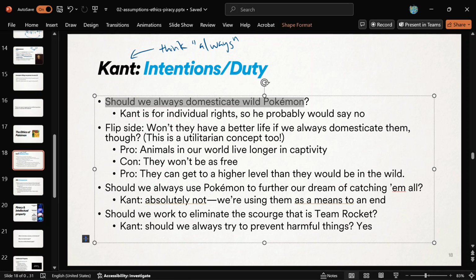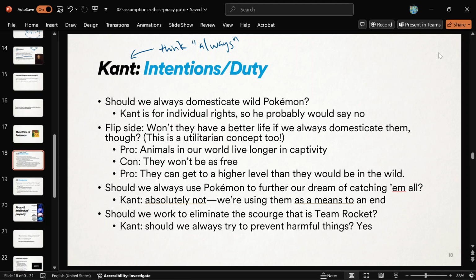So here's an ethical dilemma. Should I catch wild Pokemon and make them part of my team that I will eventually have fight other Pokemon? What would Kant say to this? Well, he's a big proponent of the golden rule. He really likes individual rights. He does not want to be always forced to do something for somebody else. He doesn't want to be subservient. So he would totally be hashtag free all the Pokemon in the Pokemon world. Does that make sense? That's what Kant would think.